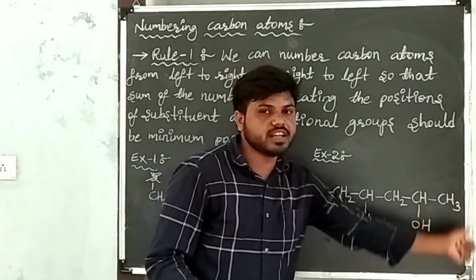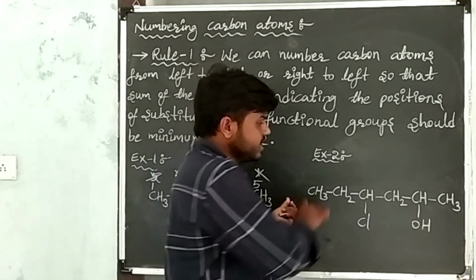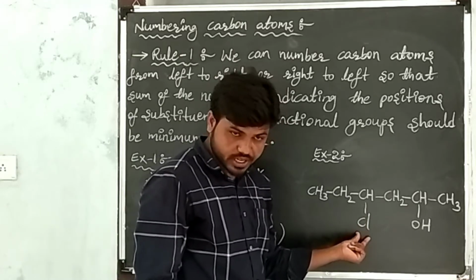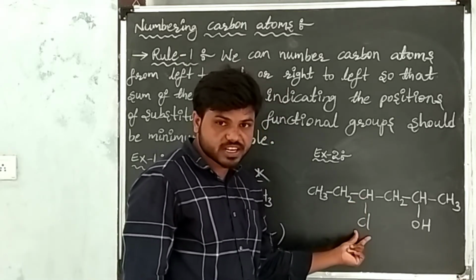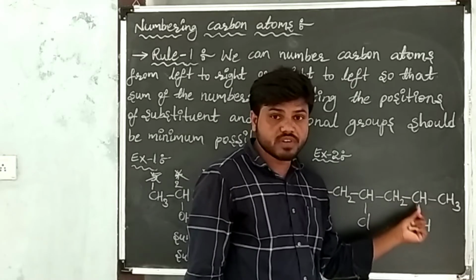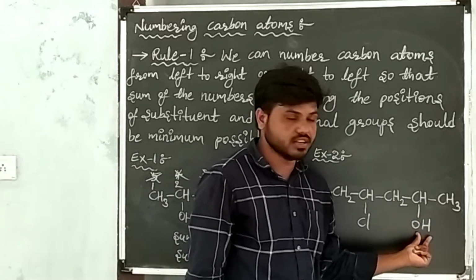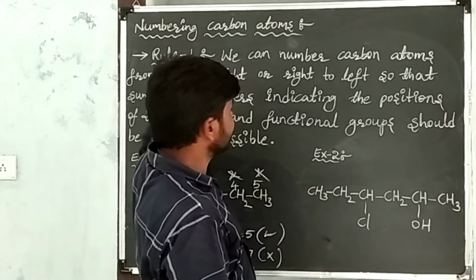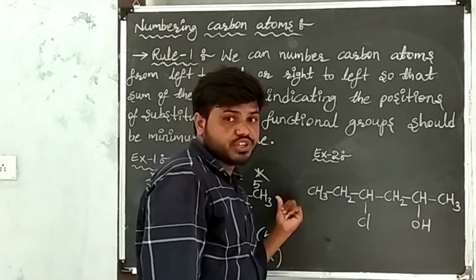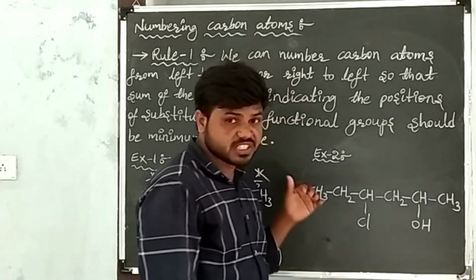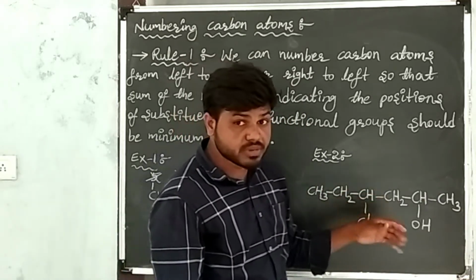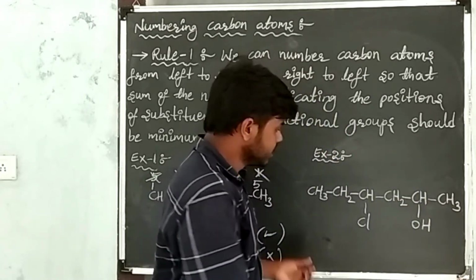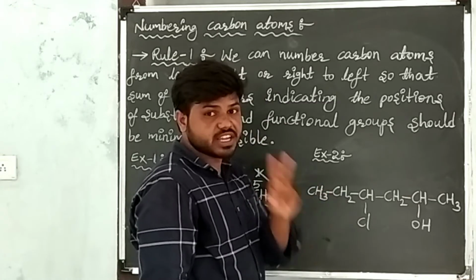Next, see another example. In this carbon compound, at this carbon one substituent is there, that is chlorine. At another carbon one functional group is there, that is alcohol. Here also, according to rule 1, we should give the numbers to the carbon atoms in such a way that the sum of the numbers indicating the substituent and functional group should be minimum possible. So here also I am taking two cases.